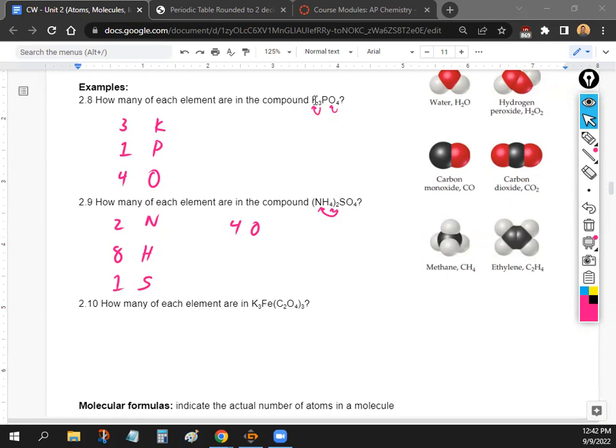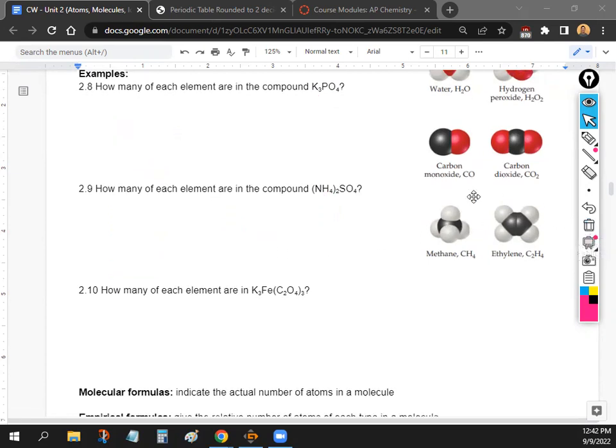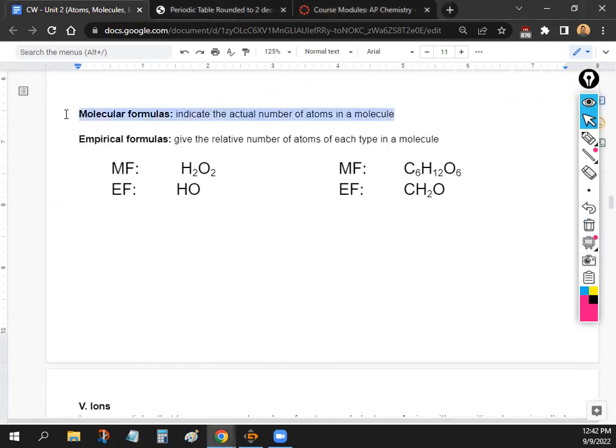Okay, so the formulas that you see here, and this is mostly what you'll see, are called molecular formulas. And molecular formulas, as you can probably tell, tell you the actual number of elements in the molecule. It tells you exactly how many of each you have, okay? But there's another type of formula that we work with, and you'll use this on the AP Chem test sometimes. It's called an empirical formula, okay?